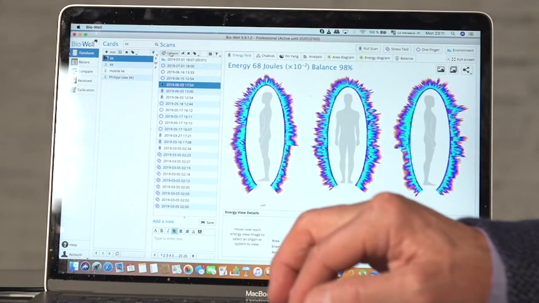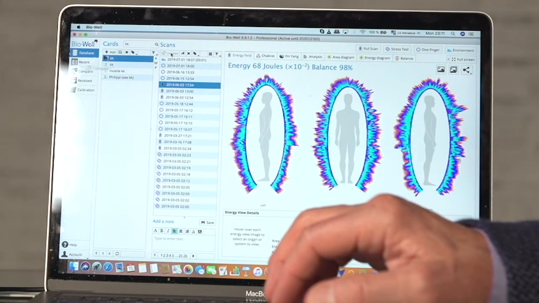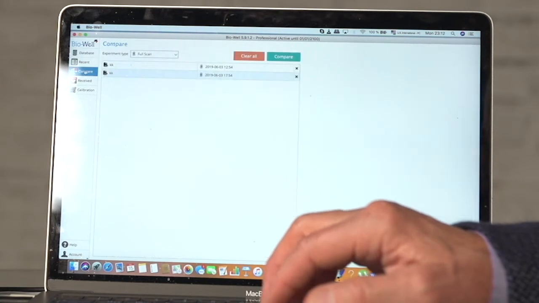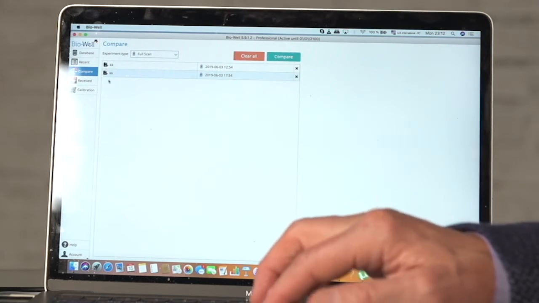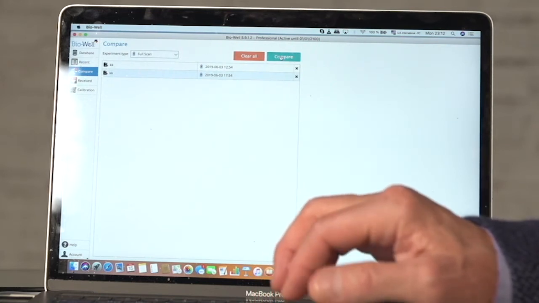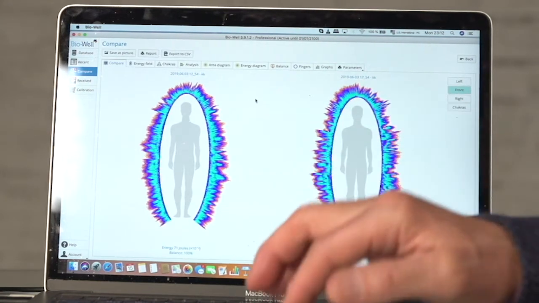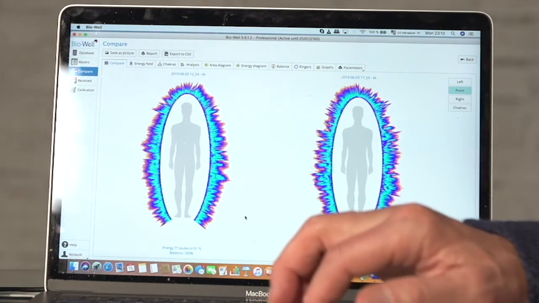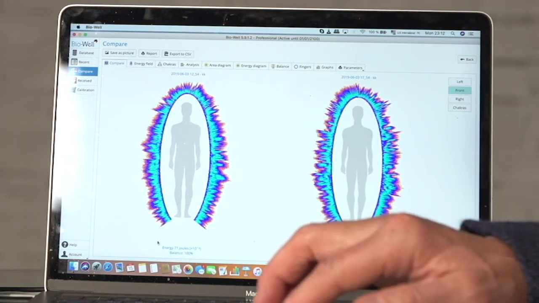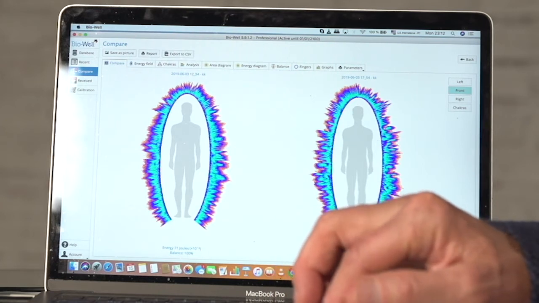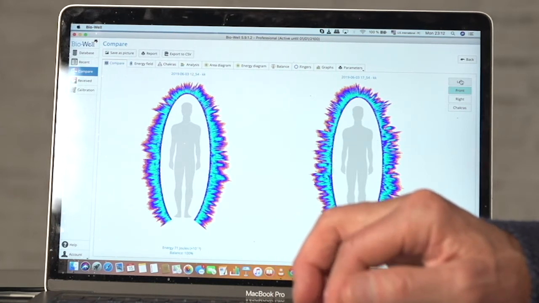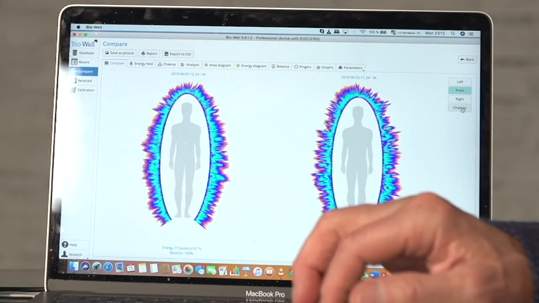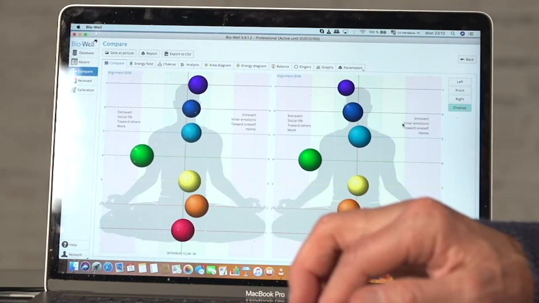I press this button, compare, and I send to compare programs. If I go to this screen, to this mode, I have this before and after. And you see, I have these readings which show us when it was done. I have these parameters, those parameters, that again. And I can look at different options, left, right. I can look at chakras, comparing this way.